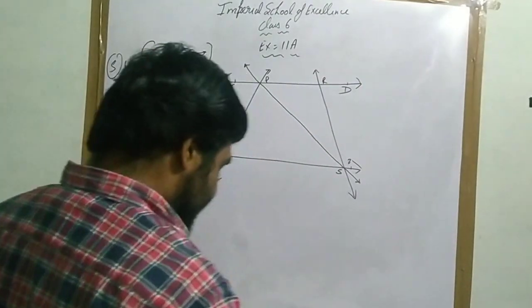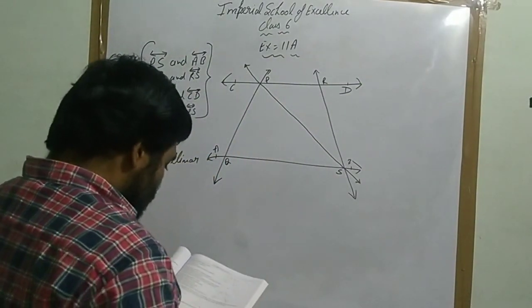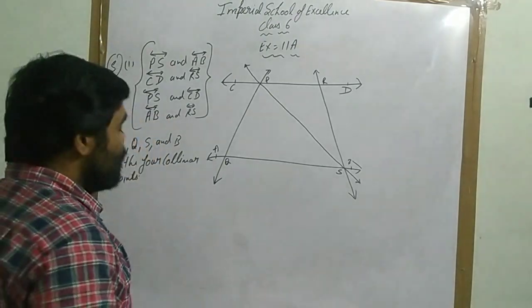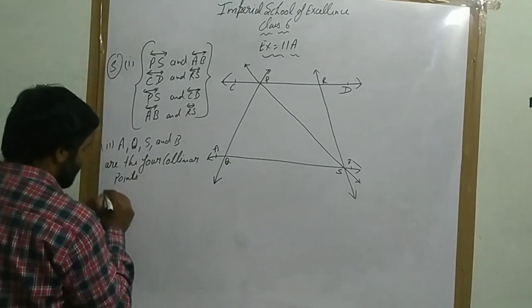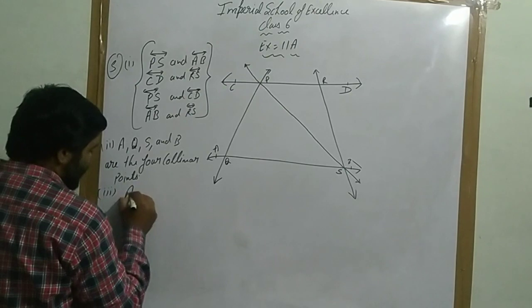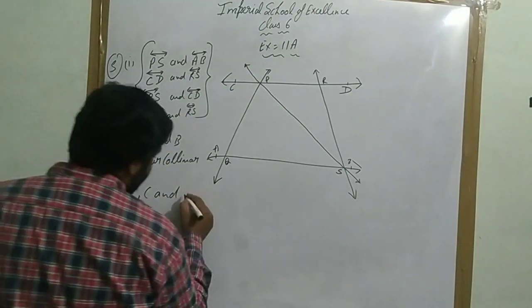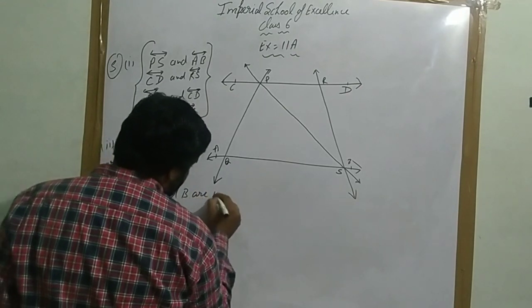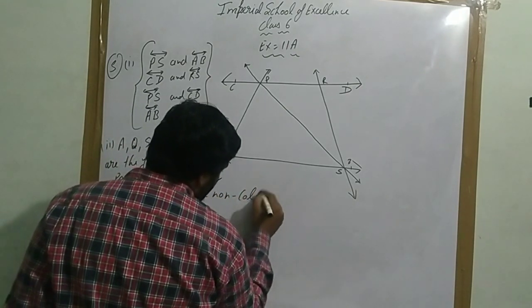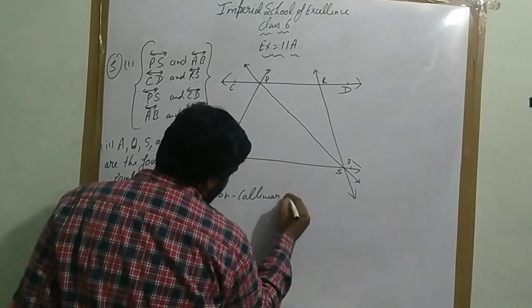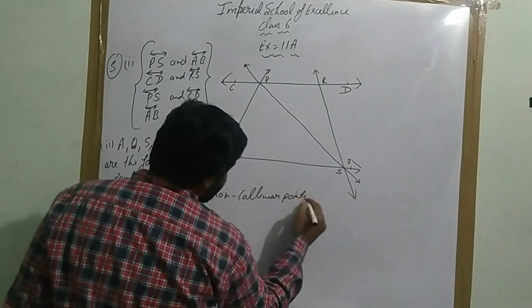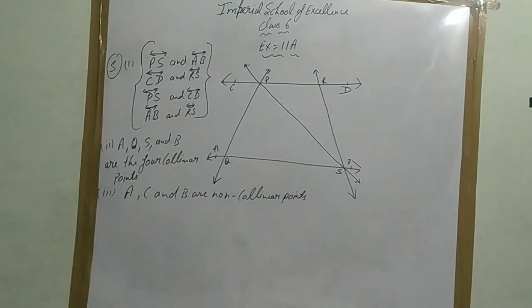After that the next question is 3 non-collinear points. 3 non-collinear points are A, C and B. A, C and B are your non-collinear points.